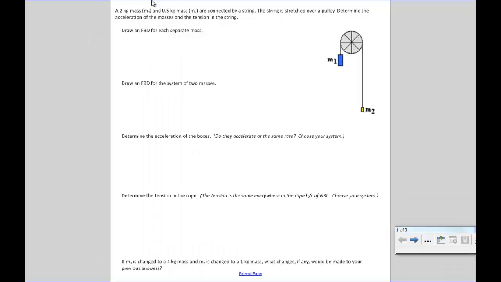Here is our first question. And we'll kind of go over this together-ish. But at some points in time, I'll say, now do this.